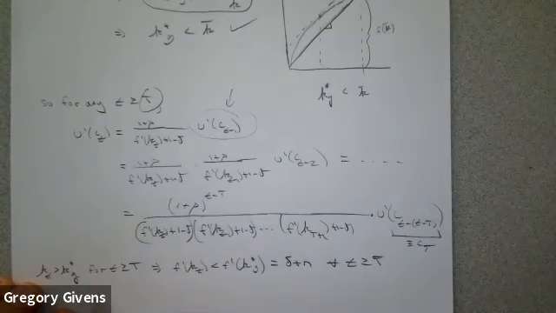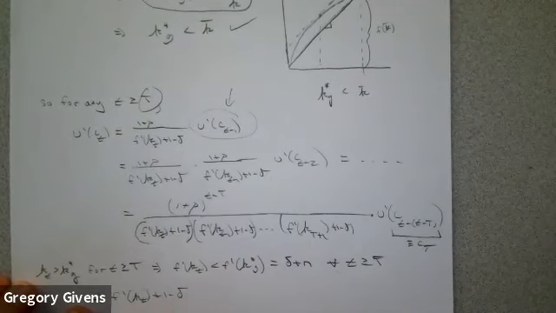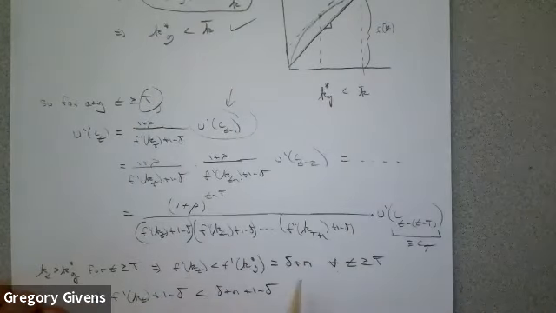Well, what does that imply? I'm trying to do something here to the denominator of this expression. That implies that f prime of k_t plus 1 minus delta has to be less than delta plus n plus 1 minus delta, right? If f prime of k_t is less than delta plus n, then f prime of k_t plus 1 minus delta is less than delta plus n plus 1 minus delta, which of course is just equal to 1 plus n.